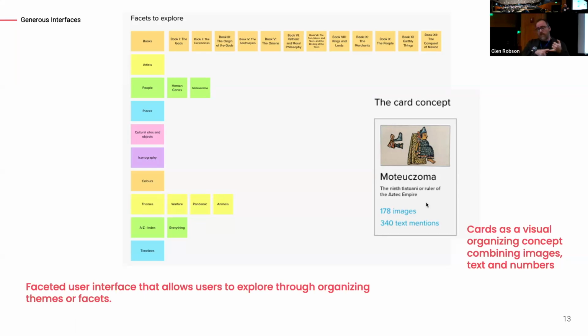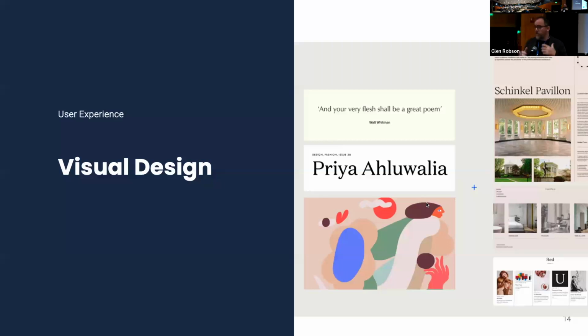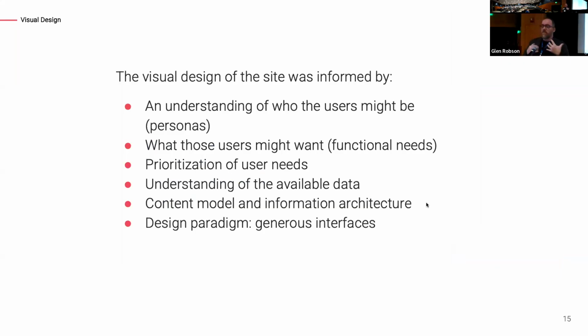So having come up with a content model and a way of thinking about the broad features of the site, we went into a visual design phase, and we worked with a design agency on this. So we wanted to take our understanding of who the users might be, what they might want, the prioritization of their needs, an understanding of what kind of data we might have, and then this content model and information architecture, and use that to put together a visual design.